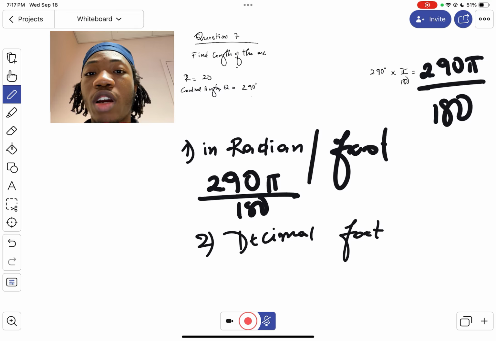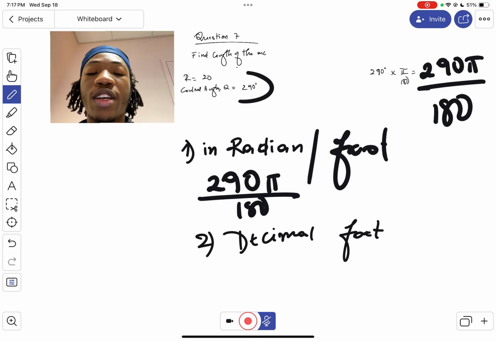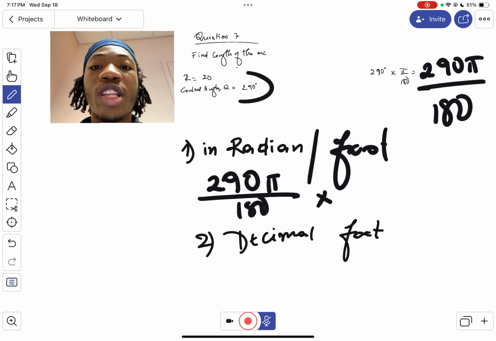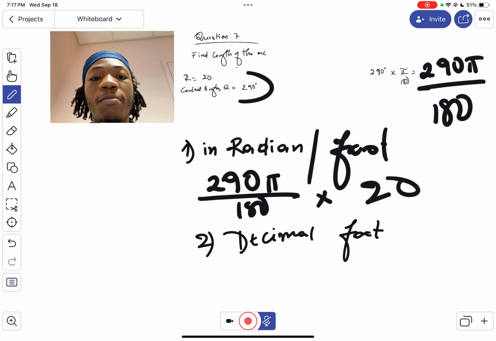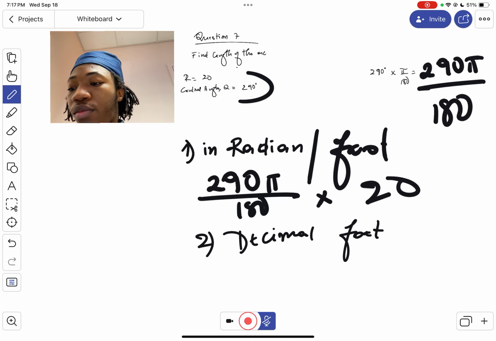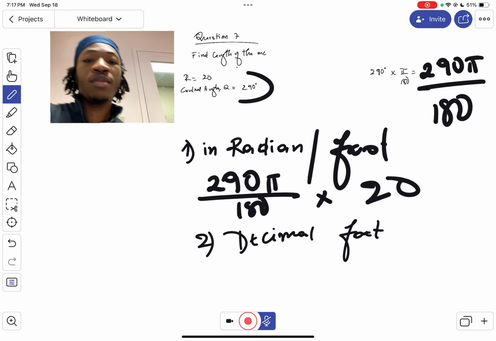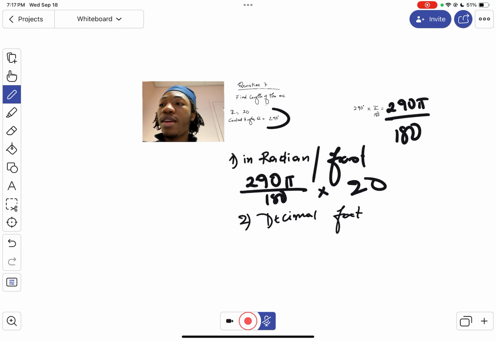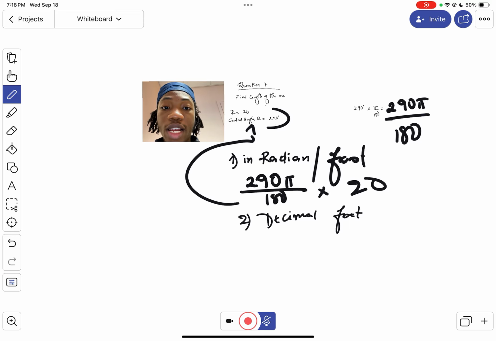Right now you need to find the length of the arc. In order to find the length of the arc, you take your newly transformed angle in radians, and then multiply it by the radius they gave you, which is 20. To remind you again, 290 pi over 180 is not a new value. It's just a conversion that you did. You take the 290 degrees they give you and transform it into radians. That's the same thing as 290 degrees.